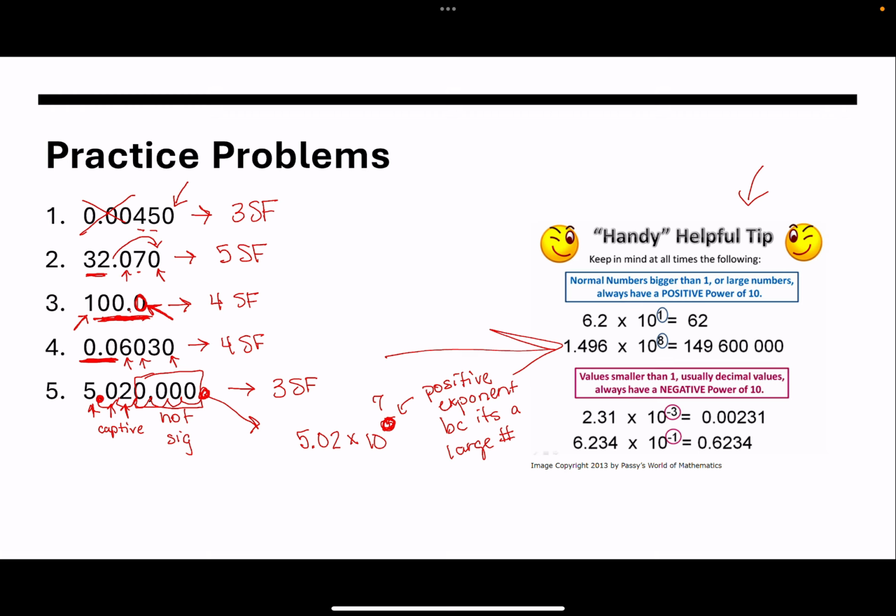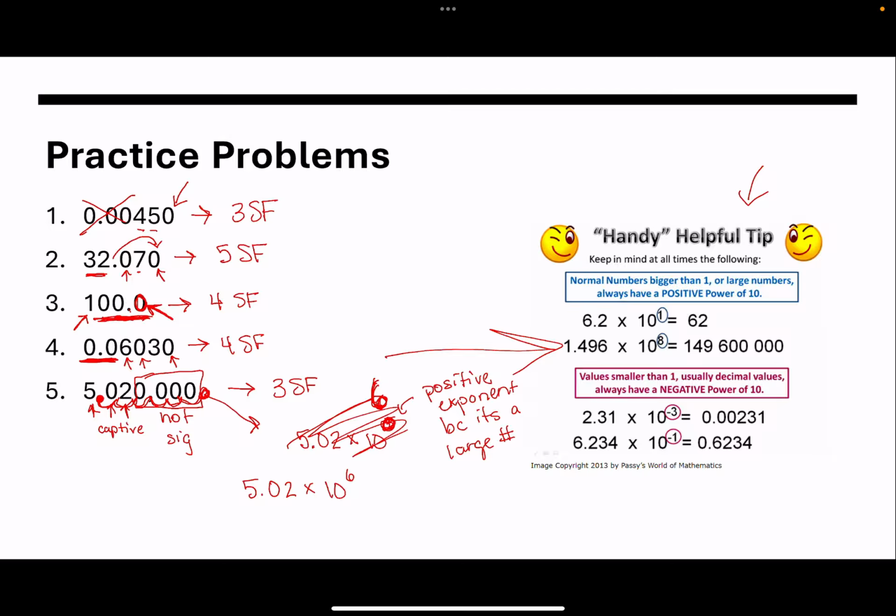So then we have 1, 2, 3, 4, 5, 6. I missed it again. It's 6. You can tell that I've been cooped up in the house all day and I'm tired. So let's just mark that out and write it again. It is 5.02 times 10 to the 6.